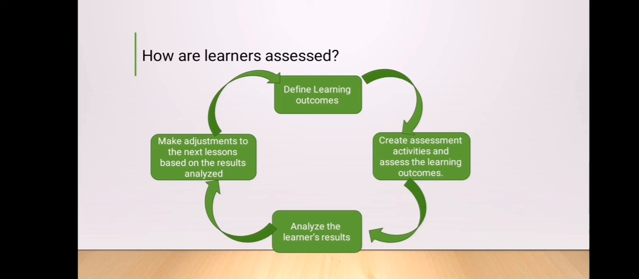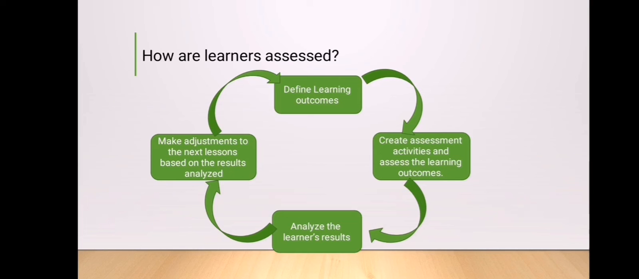Next, create assessment activities and assess the learning outcomes. Multiple ways of assessing the learning outcomes are usually selected and used. Although direct and indirect measures of learning can be used, it is usually recommended to focus on direct measures of learning. Levels of student performance for each outcome are often described and assessed with the use of rubrics.